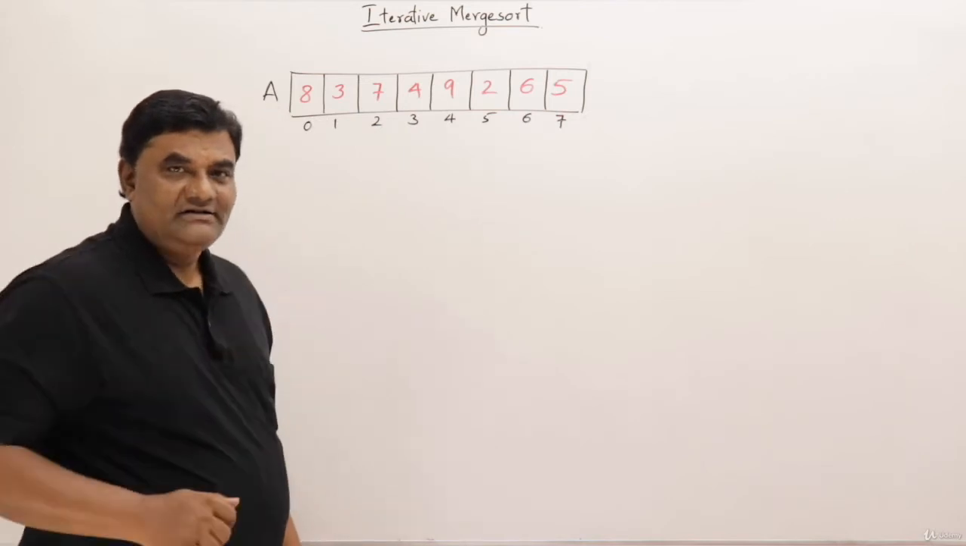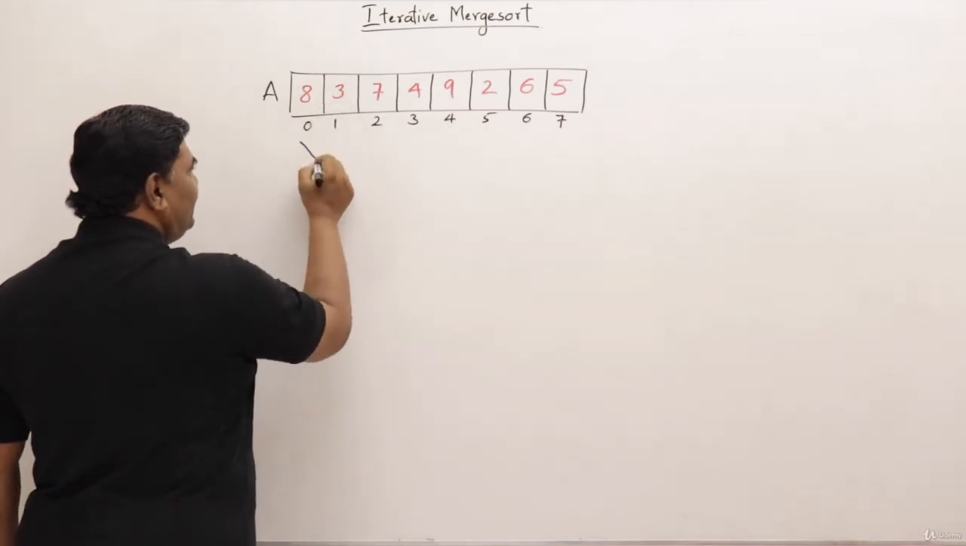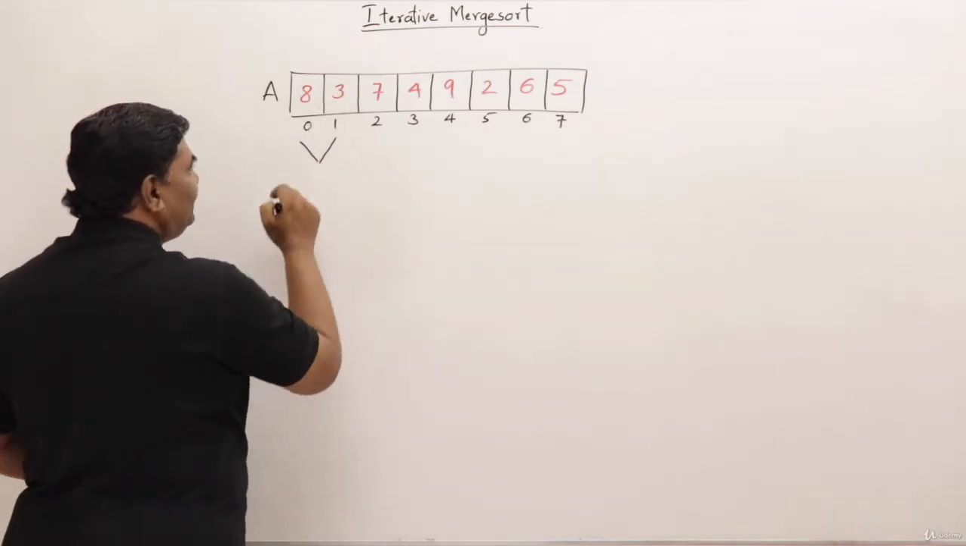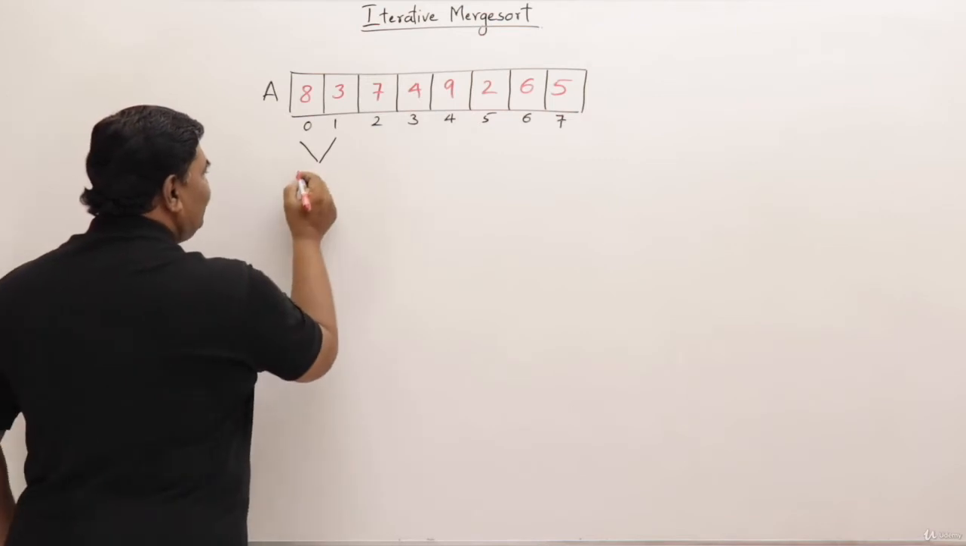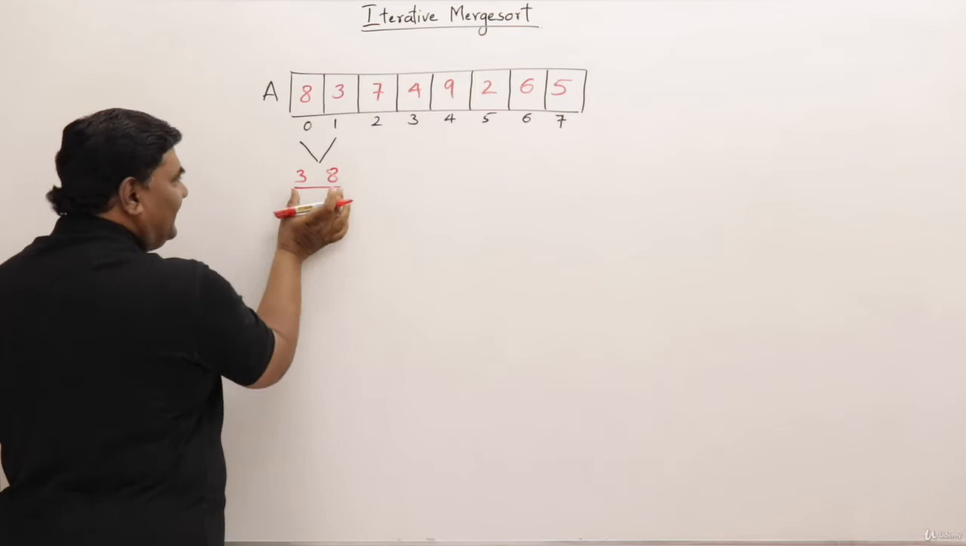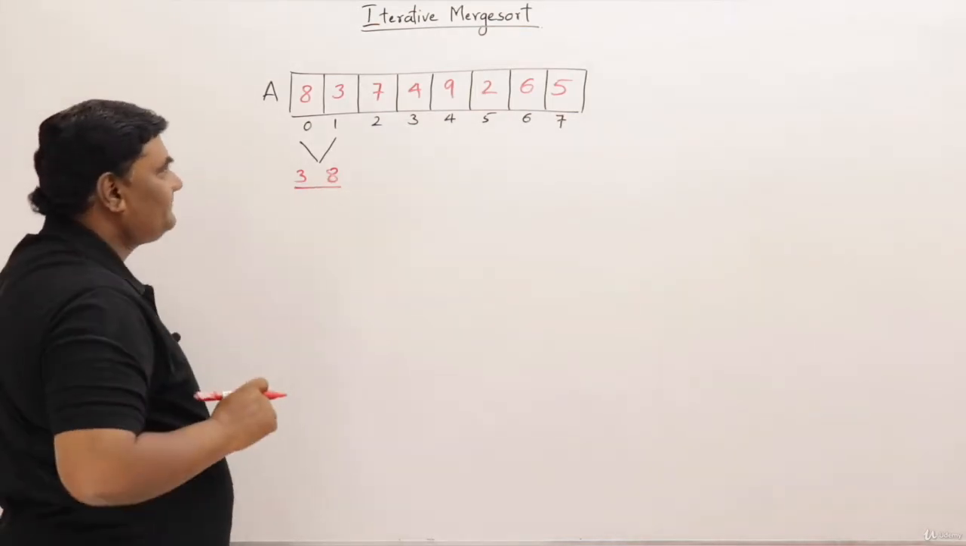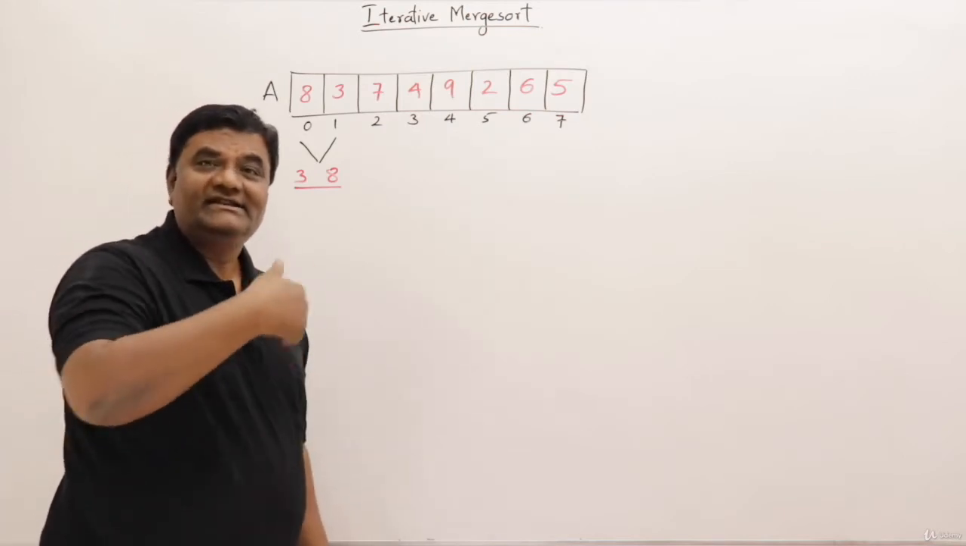So let us start. First we will merge these 2 lists. This list is having one element 8, this list is having one element 3. We will merge these 2 lists and make it a single list. So the result will be 3 is smaller, 8 is greater. So we get 2 elements and this is the new merged list. So this is sorted. Then we select the next pair of lists.